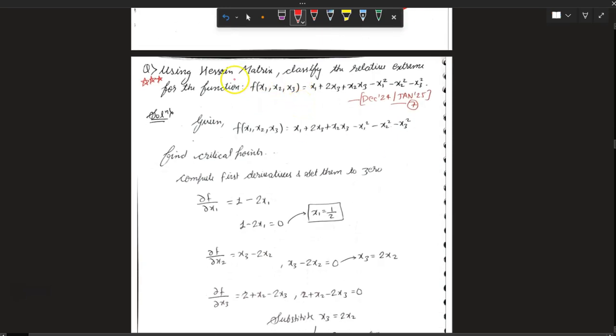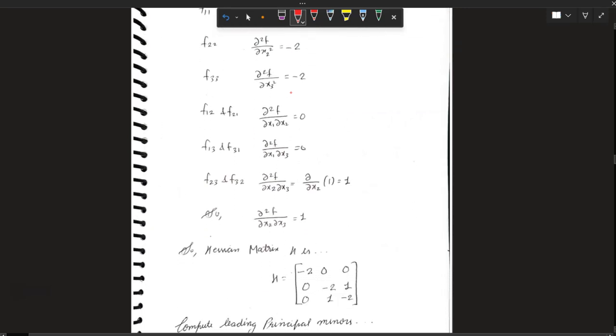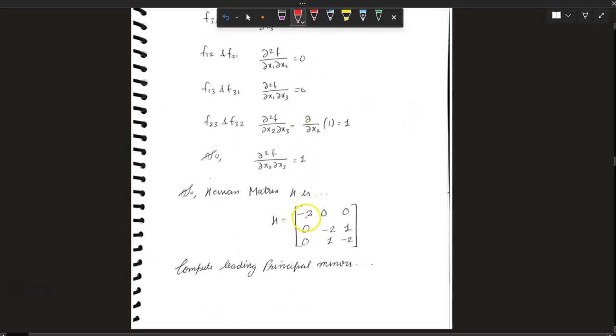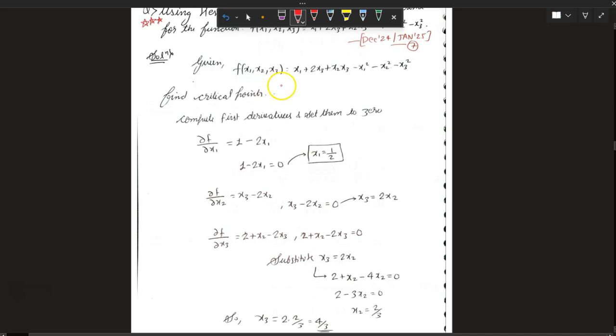Now moving to the next question: using the Hessian matrix, classify the relative extreme for the function. This function is given. So let's calculate the Hessian matrix. The Hessian matrix can be given as H is equal to, here you will write F11, F12, F13, F21, F22, F23, F31, F32, F33. So this is the Hessian matrix. Let's see how to proceed with this question.